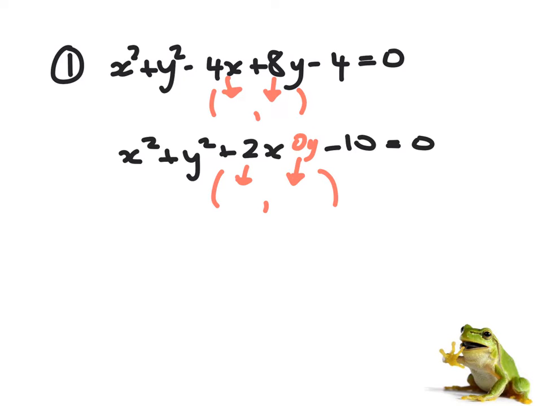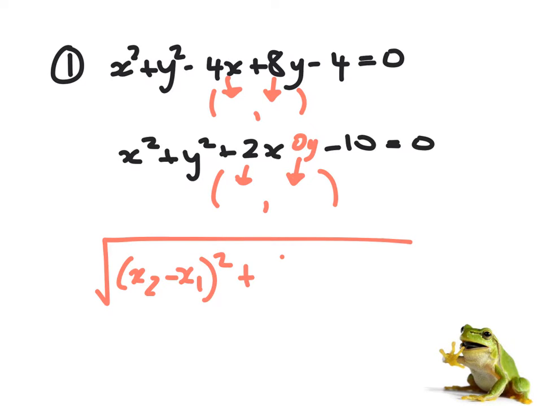Once you've gone about and found this centre and this centre, the next thing we need to do is the distance formula, x2 minus x1 squared plus y2 minus y1 squared. So whatever you get that to be, it should work out to be a nice easy answer if you've done it properly.